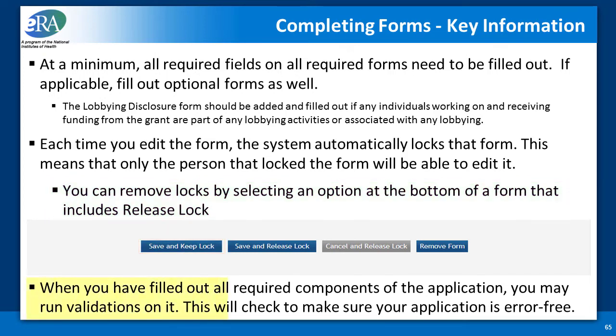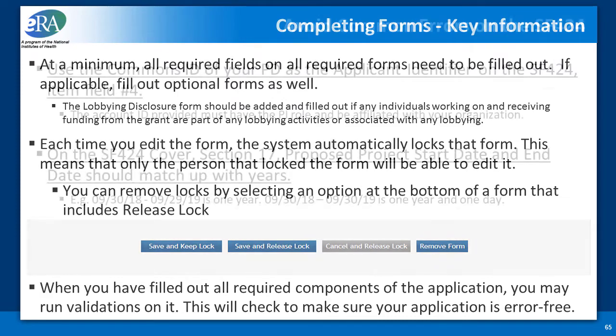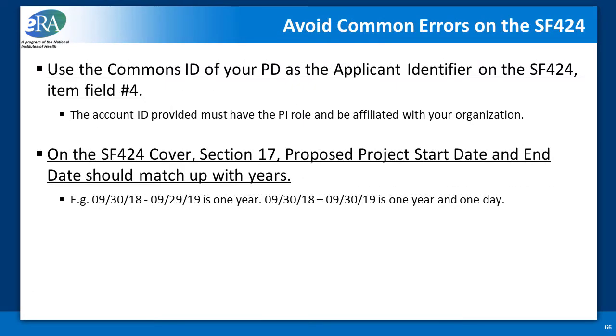If you've filled out all of your forms, or some forms, and want to make sure what you've filled out is correct, you can run validations on the application in Assist. This will run all of the checks that you will be required to pass in order to submit your application to SAMHSA. If any validations fail, you will be able to see what corrections are needed, and make them before submitting your application. The next few slides will provide some guidance for your overall application, and for some specific forms.